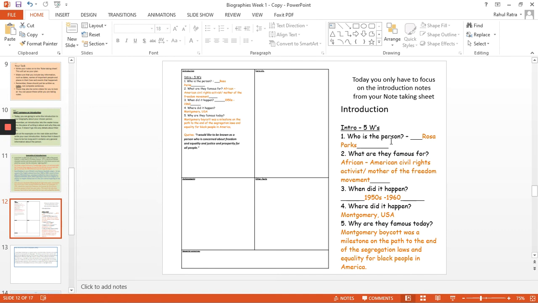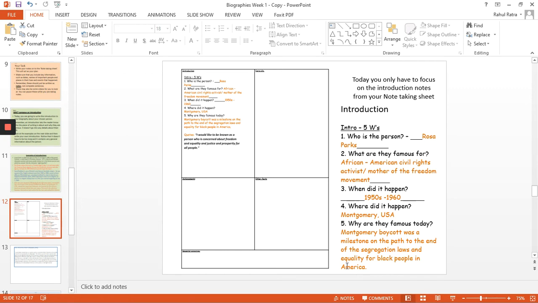So who is the person I've chosen? That's Rosa Parks. What are they famous for? She's an African American civil rights activist. She was also named Mother of the Freedom Movement. When did that happen? So that was between 1950 and 1960. And where did it happen? That was in Montgomery, USA. And what are they famous for? She's famous for the Montgomery boycott, which was a milestone on the path to the end of the segregation laws and equality for Black people in America.